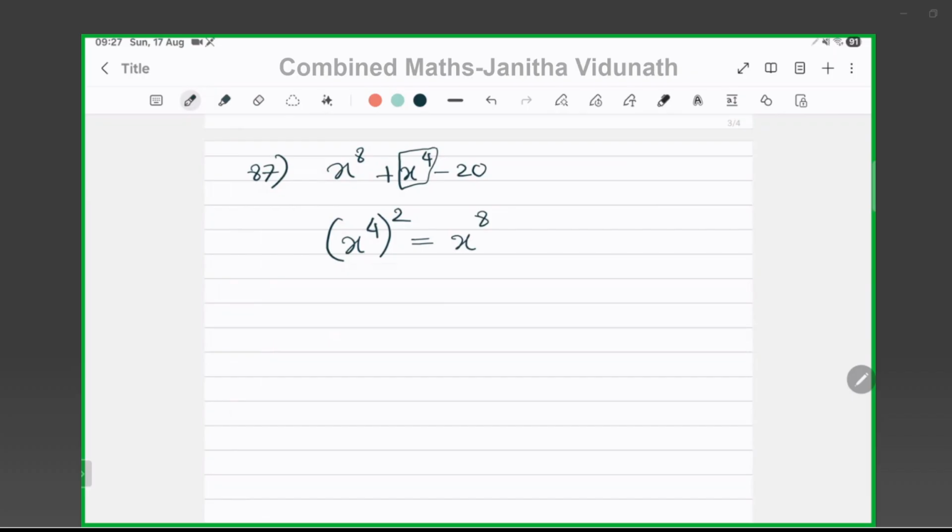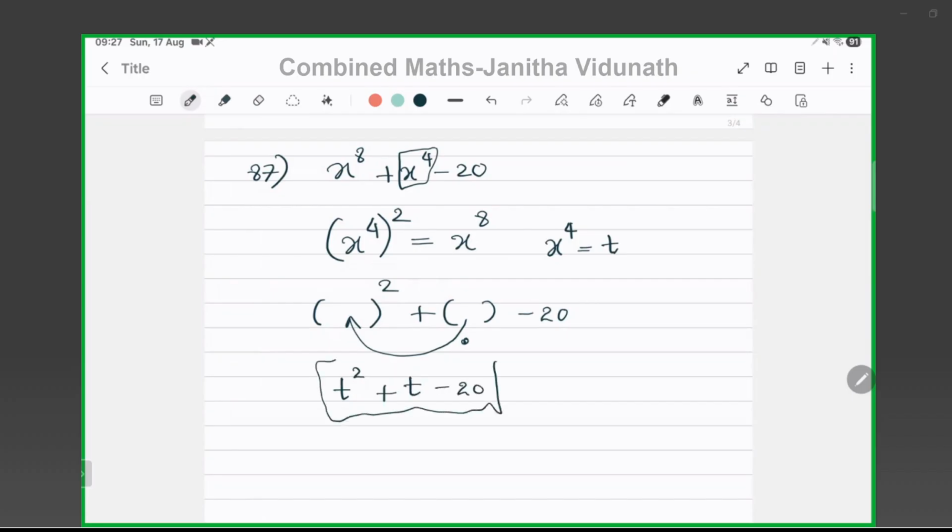Now we can see that the first is a square term, the first term consists of the square of that term, and there is a minus 20 as a number. If we substitute x to the power 4 as t, then we can simply rewrite this as t to the power 2 plus t minus 20.